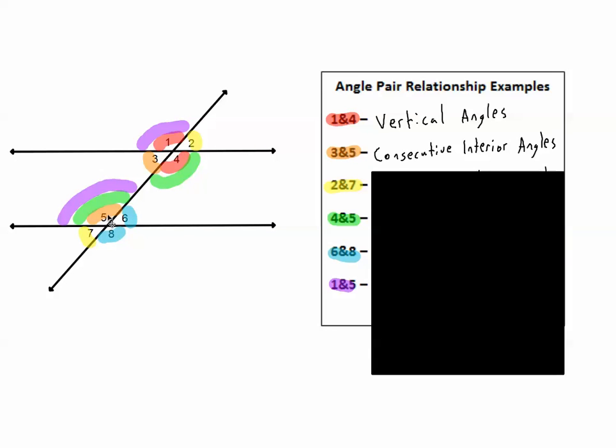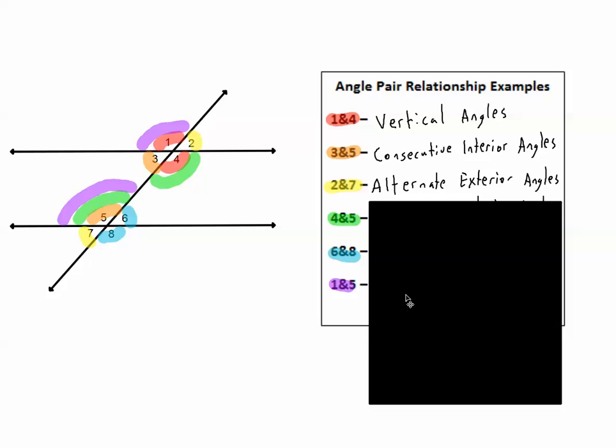They don't alternate. 2 and 7 in yellow, up here and down here. They are in the exterior. They're both in the exterior of our diagram here. 2 is on the right side of our transversal, 7 is on the left because they alternate. They're on opposite sides of our transversal and they're in the exterior. We're looking at a pair of alternate exterior angles.